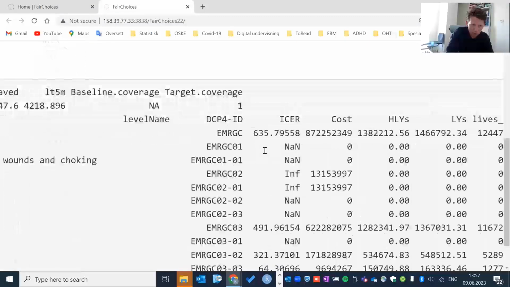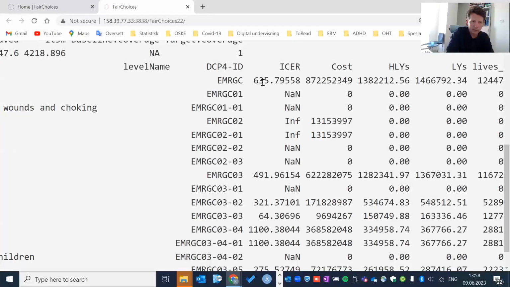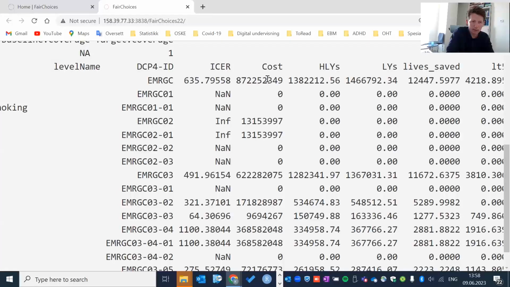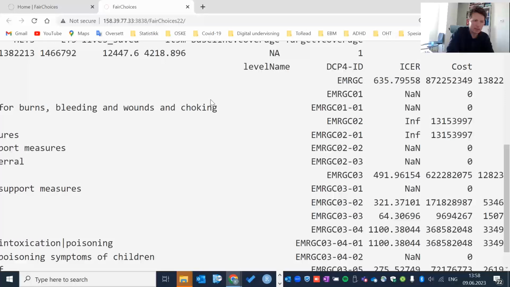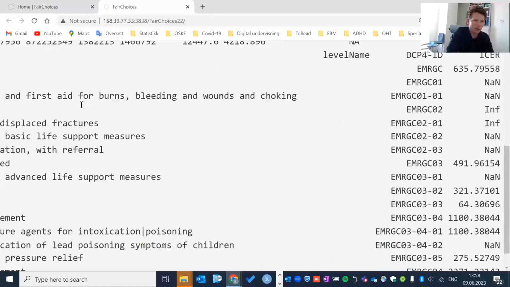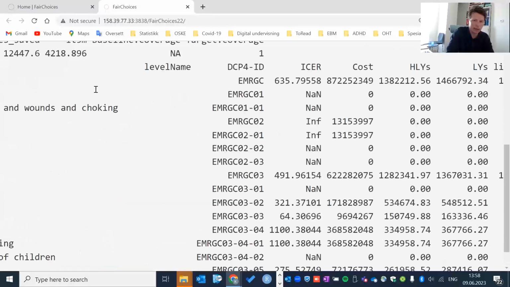The most important column is then probably the ICER. That means incremental cost effectiveness ratio. So then you divide the 10-year cost of the intervention by the healthy life year. So this is the cost per healthy life year. So when it says 635.8, that is the cost for one healthy life year if you invest in the whole emergency care package.